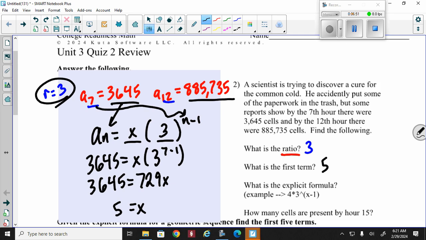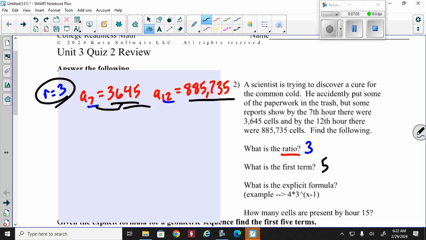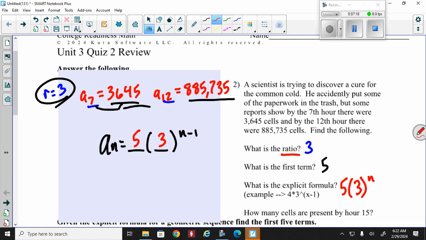Now, what's the explicit formula? What's nice about the geometric sequence is that you can actually plug in your ratio and first term and not have to simplify, because you don't have to. So very simply, A of n is equal to something, parentheses something, n minus 1. My first term is now 5. My ratio is 3. So 5, parentheses 3 to the n minus 1 power.